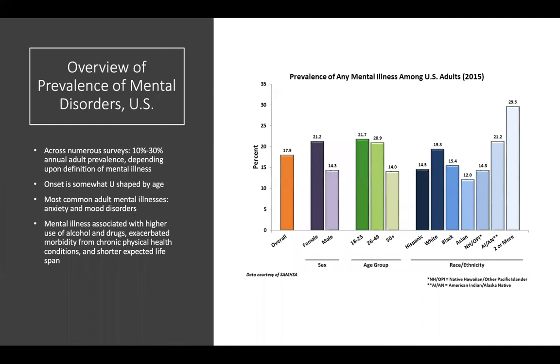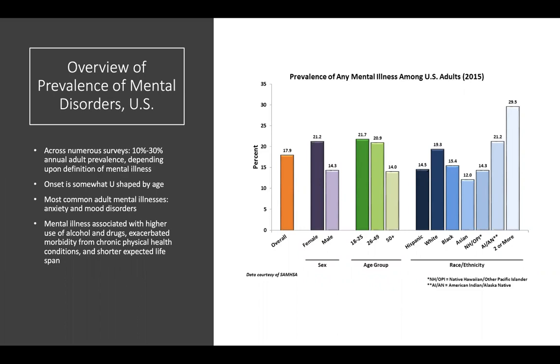Here's an overview of prevalence of mental health disorders in the US. Obviously, this is across multiple surveys. It's estimated 10 to 30% of adults annually experience some form of mental illness, depending on how it's defined. The onset is somewhat U-shaped by age, meaning you have more cases among the very young and very old with a manifestation of this type of illness.